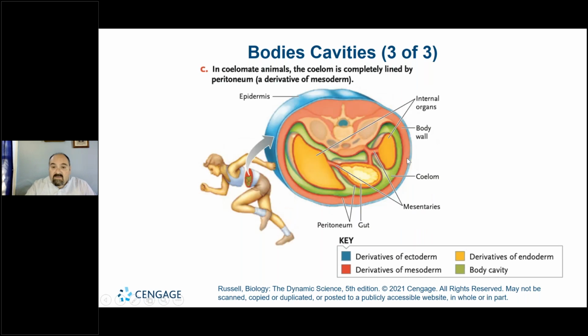And then as far as coelomates are concerned, here's the spine. Here's the posterior, the dorsum, and here would be the anterior. You're looking at a horizontal cut through the human, and looking at the different structures present within. So here we have the cavity, the peritoneal cavity, and the structures present within it.